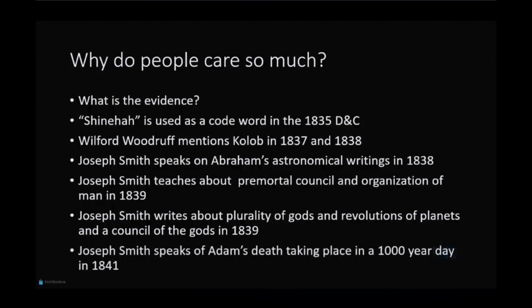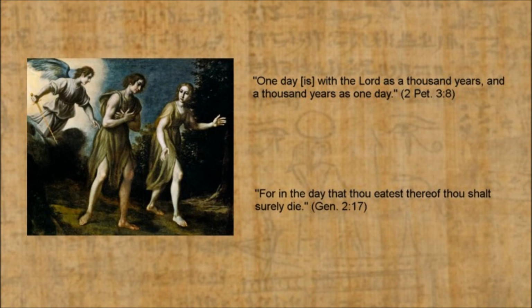He speaks of Adam's death taking place in a 1,000-year day in 1841. Now, you actually can get that from the Joseph Smith translation, but also the Book of Abraham text. Muhlestein himself knows it provides no evidence for his contention. This information was in the Gale we just quoted.